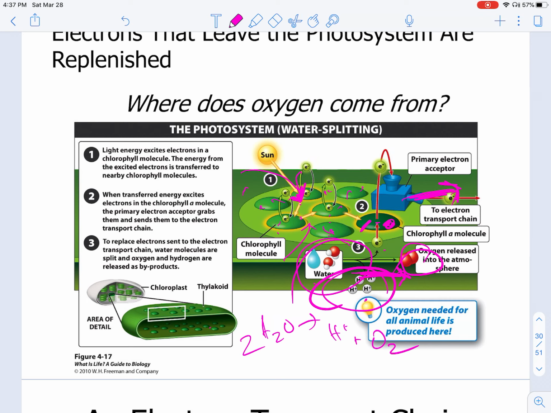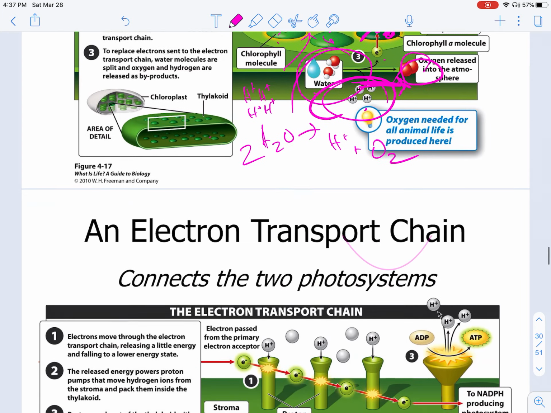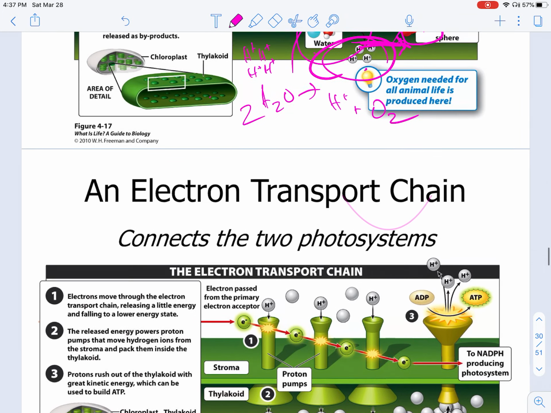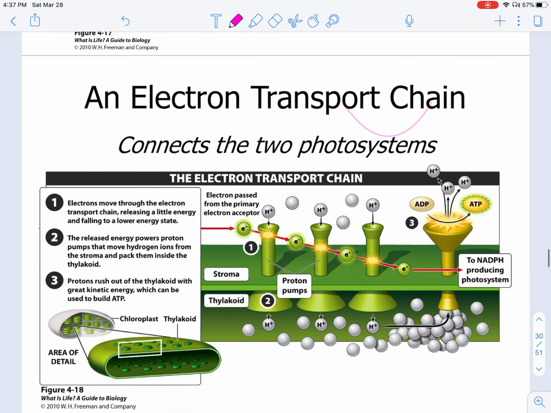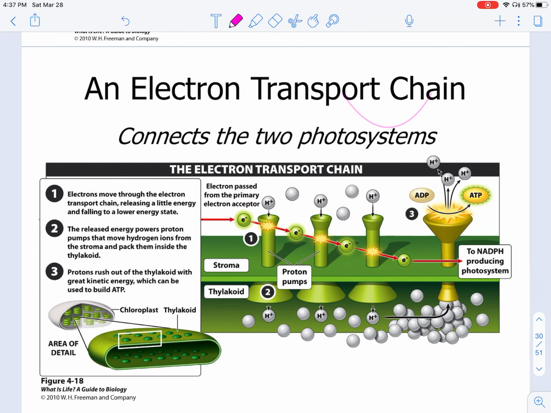You've also created a couple of protons inside the thylakoid, and we're going to see that that proton buildup is going to be important for thylakoid action. Big deal. Lots of stuff going on. Okay, so now we have a high energy electron that's floating off someplace, and we have created the oxygen in that first step. The next thing is this high energy electron gets passed to what's called an electron transport chain.